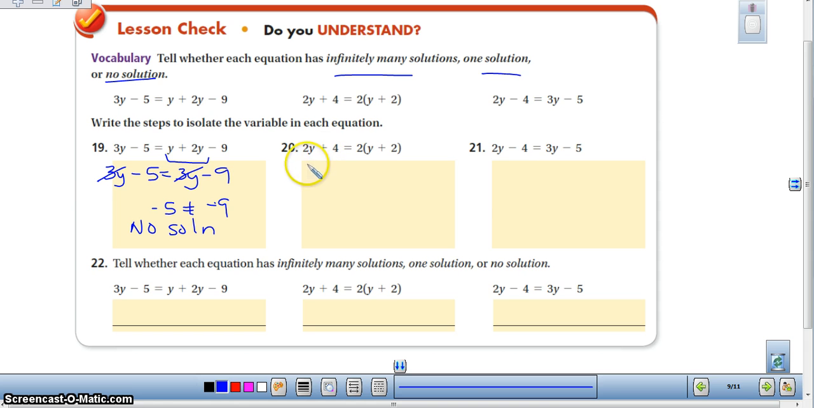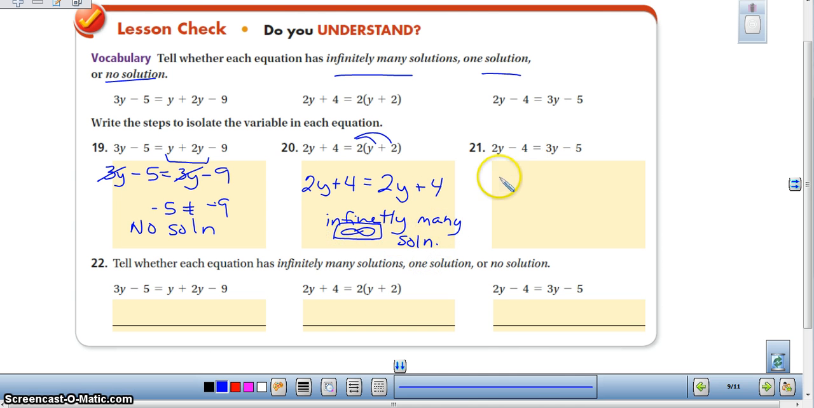If we use the distributive property here, 2y plus 4 is going to equal, and we multiply here, 2y plus 4, which means there's going to be infinitely many solutions. Any number you pick for y is going to be true. Infinitely many solutions. The symbol for infinity is this. So sometimes if you want to write infinitely many solutions, I would take that also.